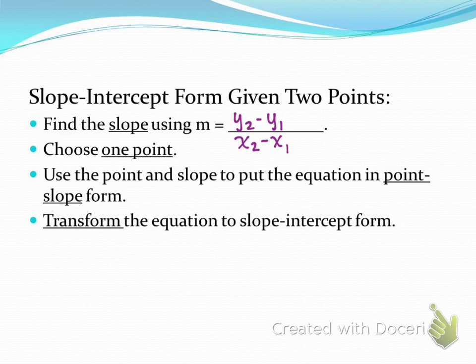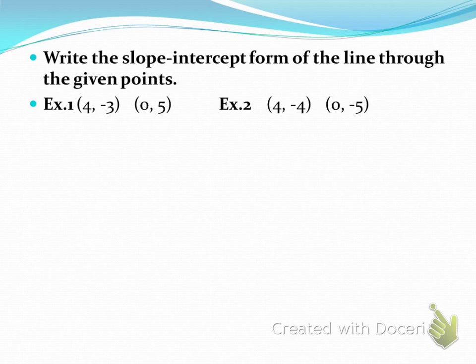We'll use the point and slope to put the equation in point-slope form. And then we will transform the equation into slope-intercept form. So we are going to use those steps on all of these examples. Step 1 is going to be to find the slope.